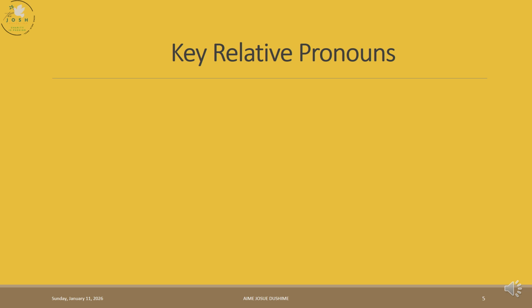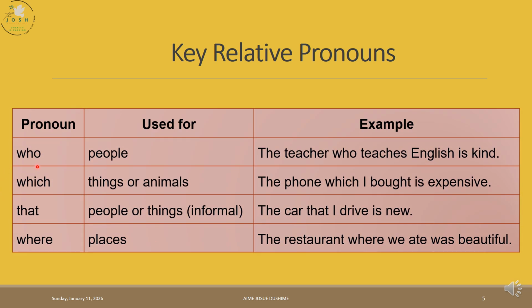Let's see the key relative pronouns. We use who when we talk about people, we use which when we talk about things or animals. We use that when we talk about people or things. We use where when we talk about places.